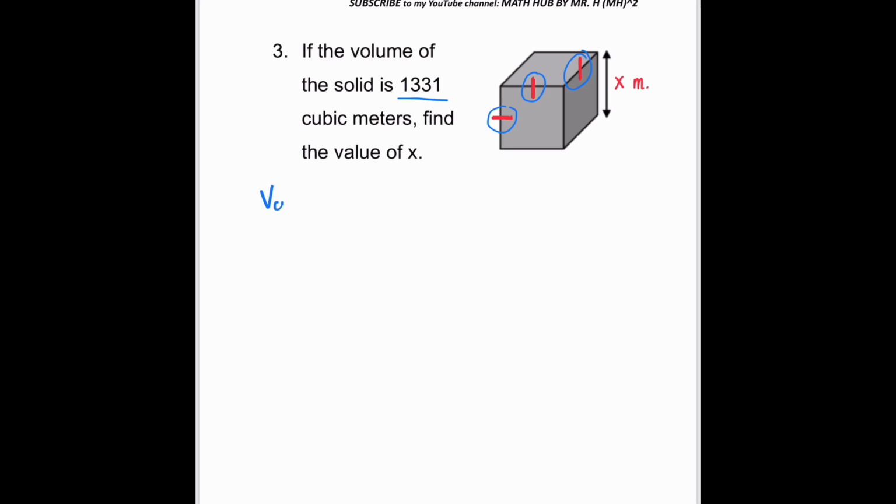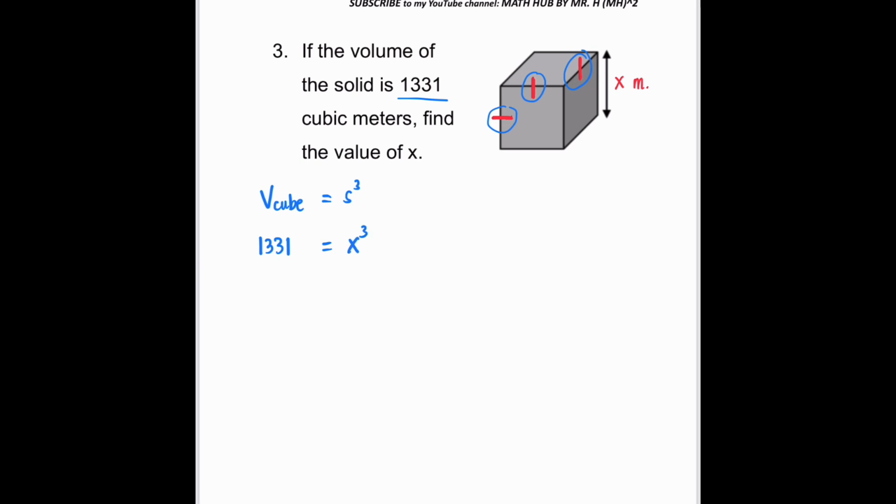So we have volume of cube will be equal to side cubed, or S cubed. So S represents the length of the side. So what we need to do is to simply plug in the given information to the formula. So volume of cube is 1,331. And we know that S is the length of the side, which is here represented by X. So it's going to be X cubed.